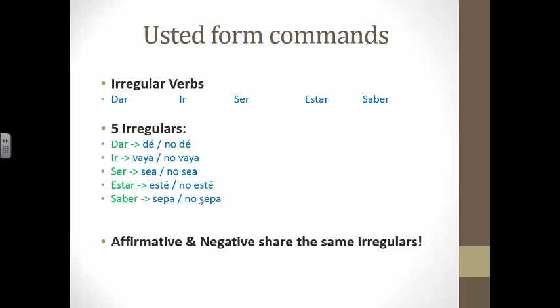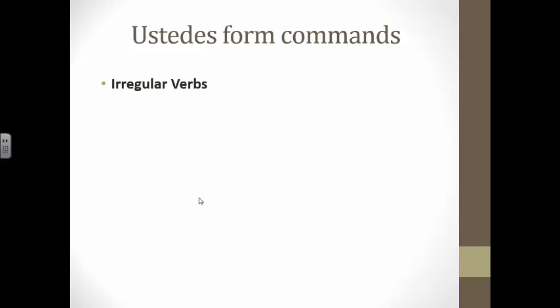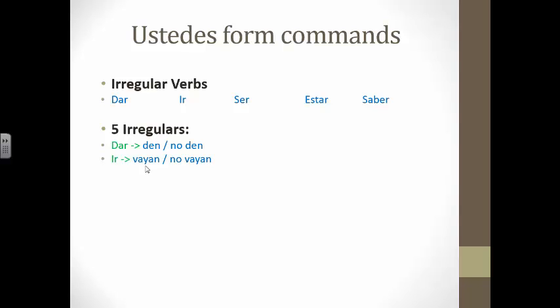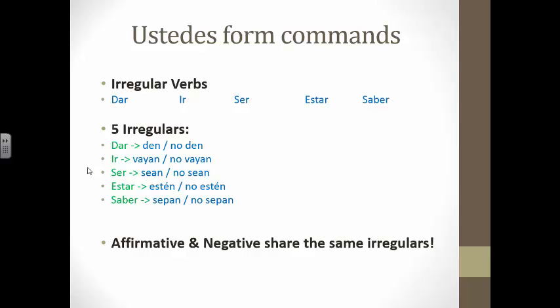Okay, please jump over to your ustedes columns. Let's talk about the irregular verbs for ustedes form commands. It's the exact same five, and you could probably guess this, but they look very similar to the usted form commands. The only difference is they have an N on the end. Okay, so dar would be den, no den. Ir would be vayan, no vayan. Ser would be sean, no sean. Estar would be estén, no estén. Saber would be sepan, no sepan. And just like your usted form commands, the affirmative and negative are the exact same. The only difference is the no in front of the negatives.